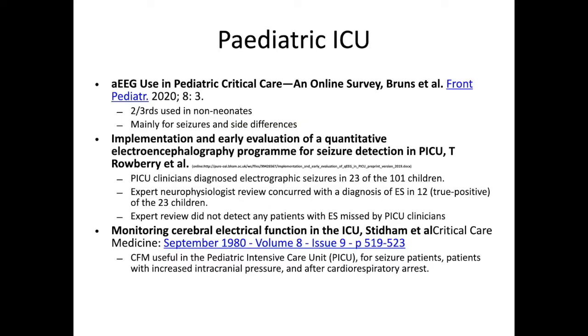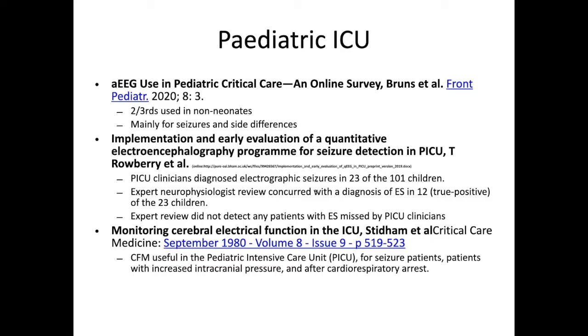So then I looked into where aEEG is used in intensive care. I haven't managed to find many units that have reported using it in the UK, but in the first study here at the top, which was an online survey of units in Germany and Switzerland, I believe, they say that two thirds of their ITUs did use aEEG in non-neonates, and they mainly used it for seizures. But because you've got the two channels, you can also notice side differences.